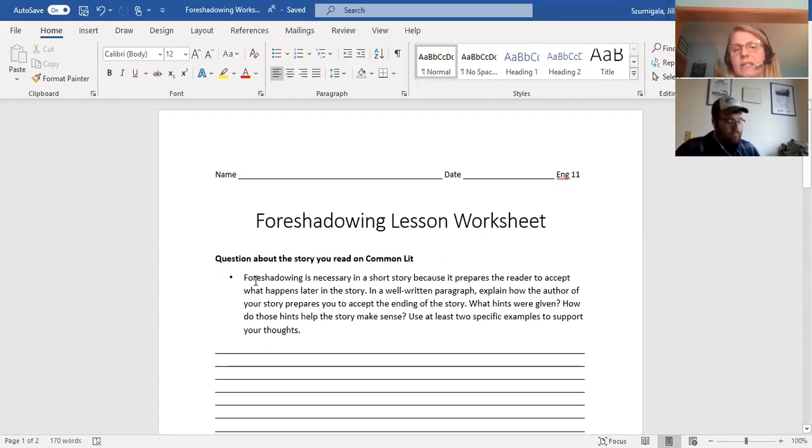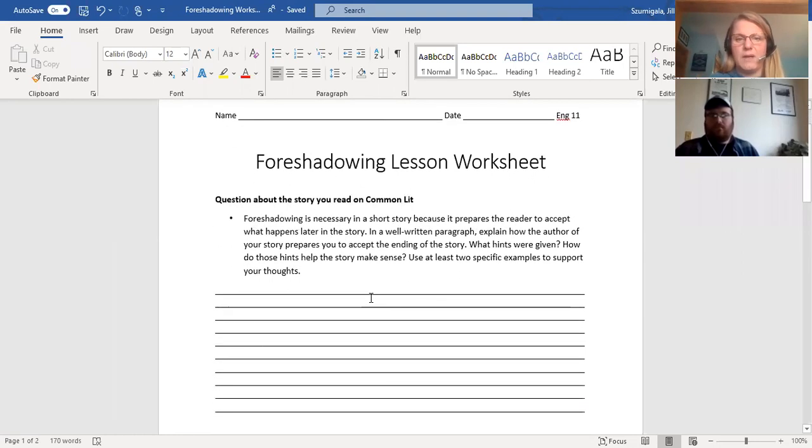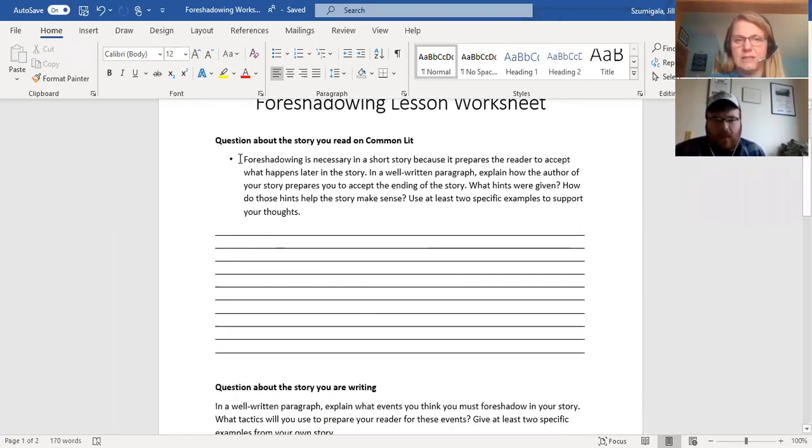But you can see here what you're going to be doing. The first one is, after you've read that one on CommonLit, you're going to be writing about, just like how we found those things in that little microfiction that we showed, you're going to be doing kind of the same thing here. So, Mr. Strebel, do you want to read that one for them? Yeah, sure.